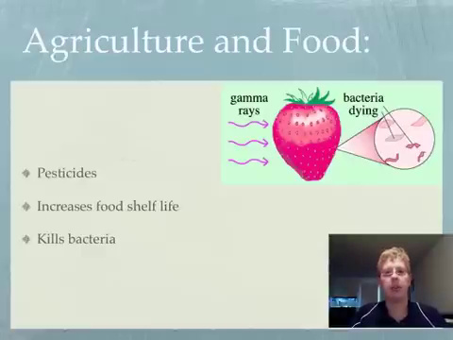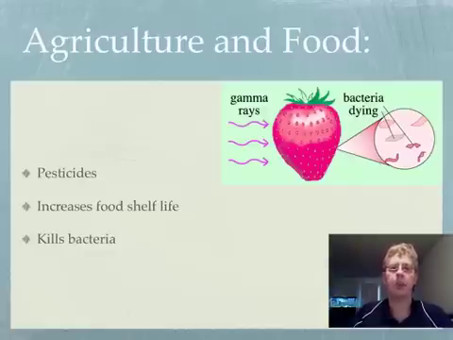In the agricultural and food business, you would see the pesticides make use of isotopes to help kill insects. We also use isotopes to generate gamma rays, which is going to irradiate the food before it goes to the store. And what this does is it kills bacteria that are present on the food, allowing a longer shelf life for produce, canned goods, and meats.